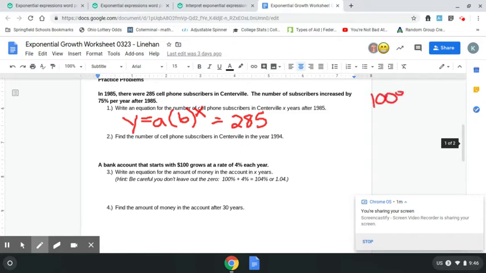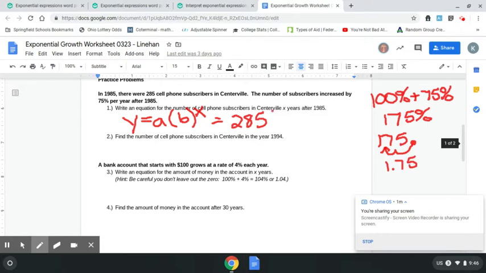I'm going to take this off to the side over here. I know that it's going to be greater than, so I got to take 100% plus that 75%. This gets me 175%. And then I have to convert that into a decimal. Well, the way I do that is I take 175. I know the decimal place is right here. To convert to a decimal, I move it 2 places over to the left, which gets me 1.75. So that's the number that actually gets put inside parentheses, and that's raised to the x power.